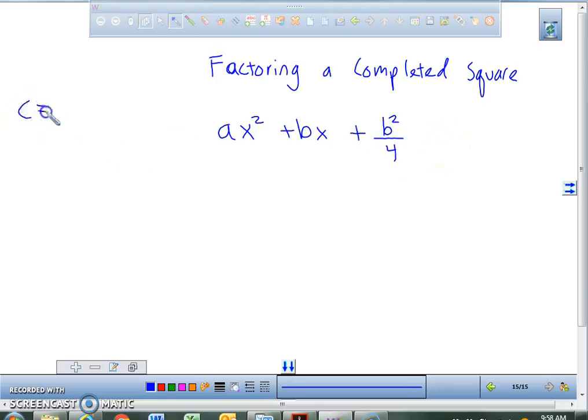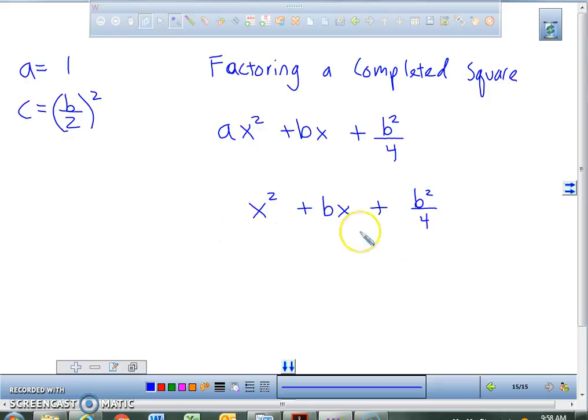Because remember, what is our c value always going to be? It's going to be our b value divided by 2, squared. And what's our a value always when we're completing a square? Our a value is going to be 1. So our answer every single time is going to be x squared plus bx plus b squared over 4. That's how it's going to work out. You had a formula, an expression to represent it.